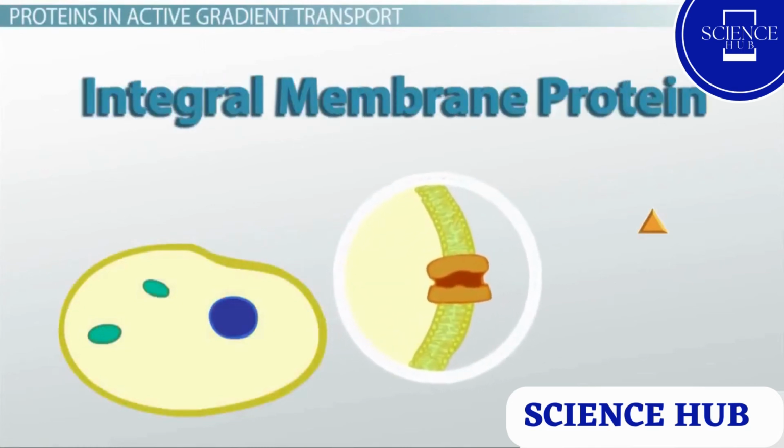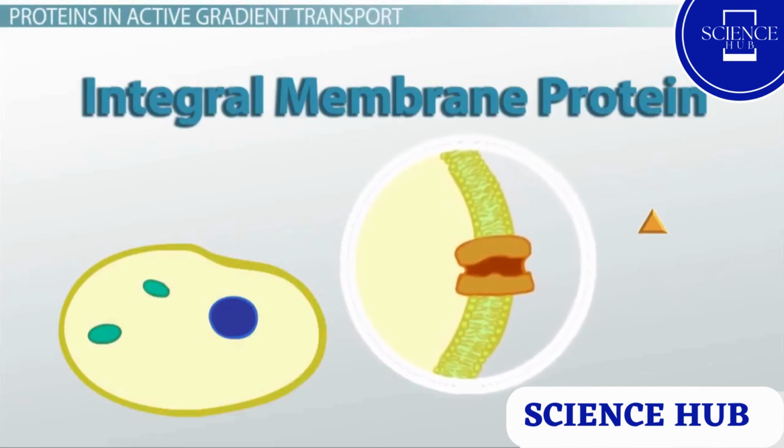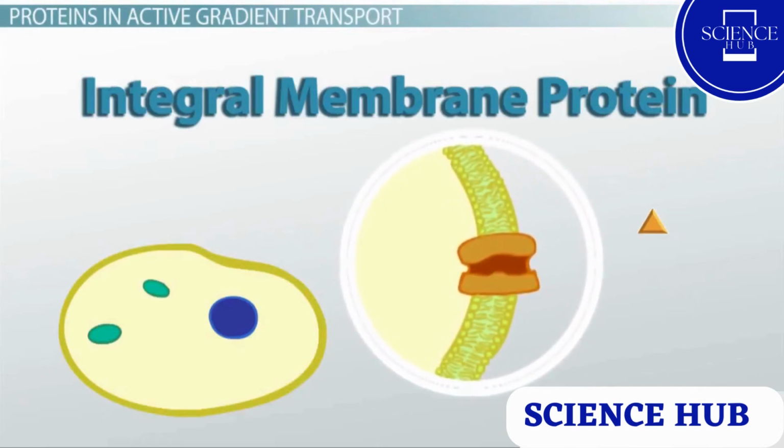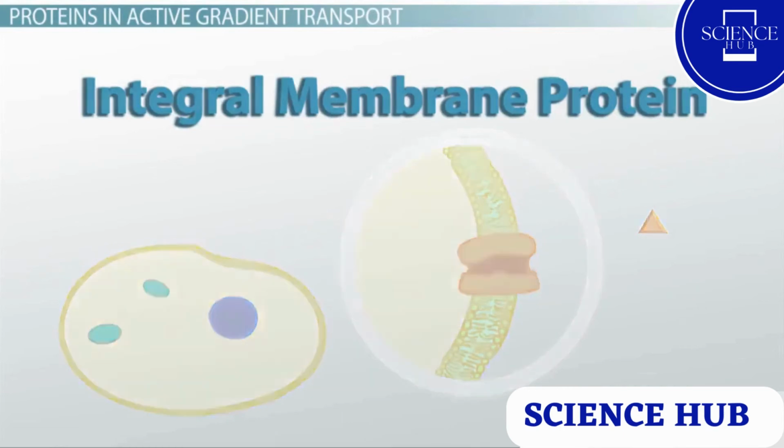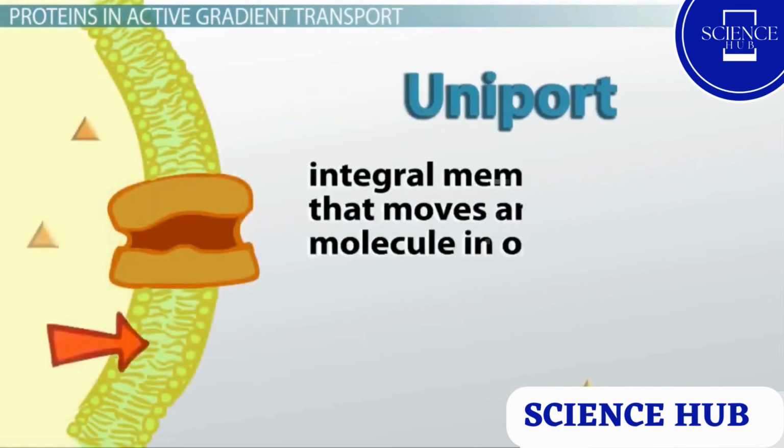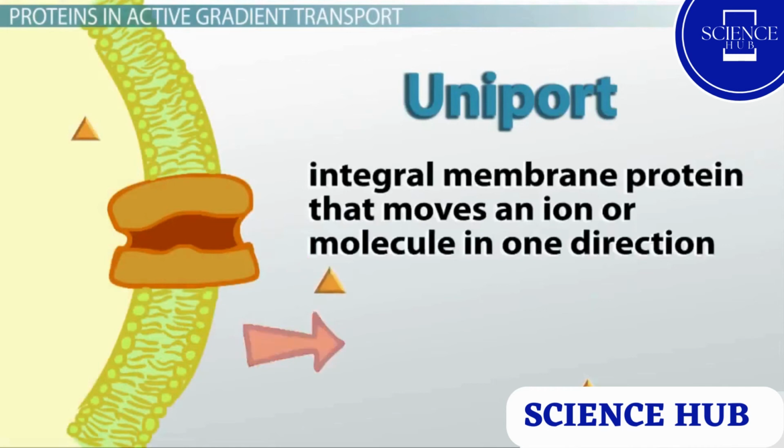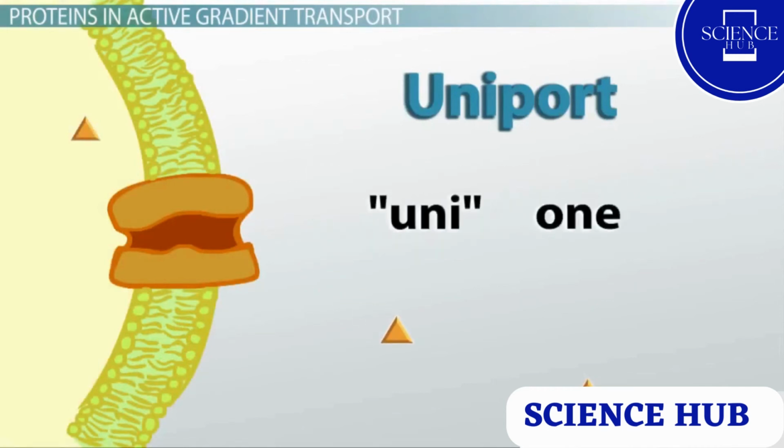Think of these like different gates at a fair. There are three types of membrane proteins that use energy to push these substances against the concentration gradient. A uniport is an integral membrane protein that moves an ion or molecule in one direction. Uni can remind you of the word one, such as one substance moving in one direction.